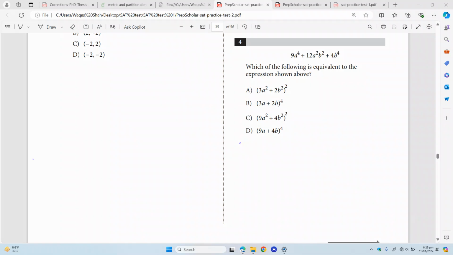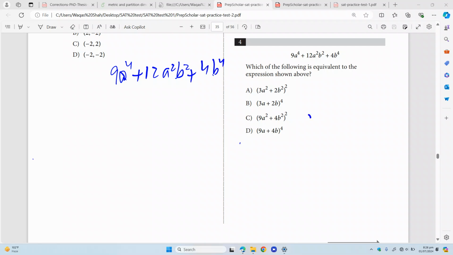In question 4, an expression is given: 9a^4 + 12a^2b^2 + 4b^4. We have to find that this is the square of which two terms. So we have to use the formula. Let me write this first: 9a^4 + 12a^2b^2 + 4b^4.